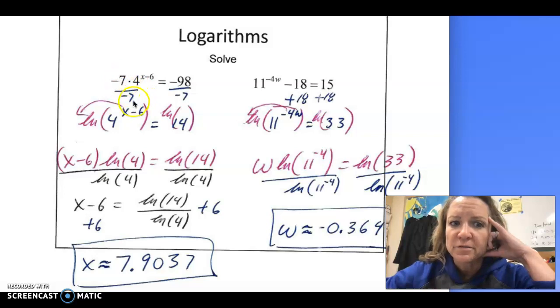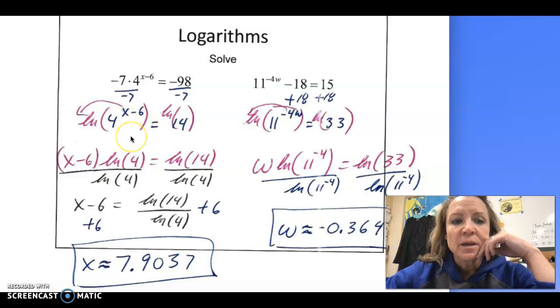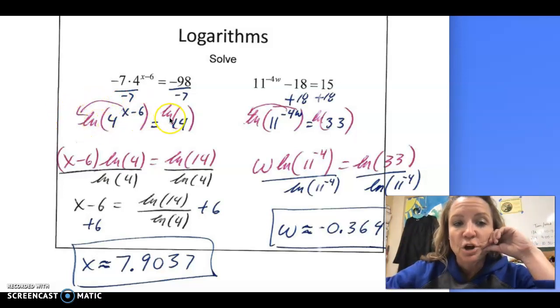So we're going to divide both sides by negative 7, which gets us positive 14 over here, and 4 to the power of x minus 6 on the left. And so we can take that x minus 6, which is the exponent, and bring it out sort of like the coefficient, and take the natural log of both sides. We're just going to take the natural log of the 4. And so that'll help us isolate this x minus 6. So I'm going to divide both sides by the natural log of 4.